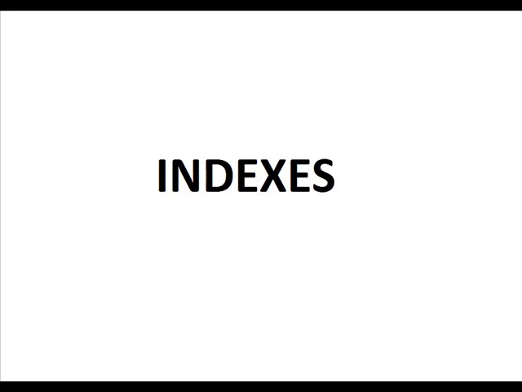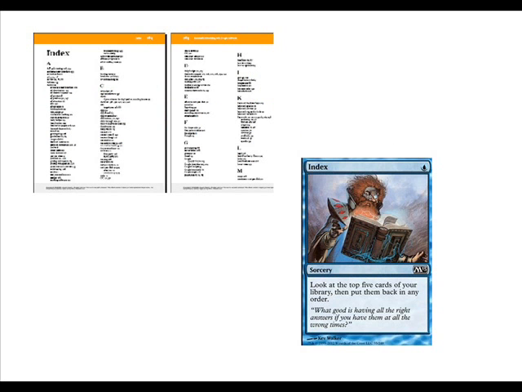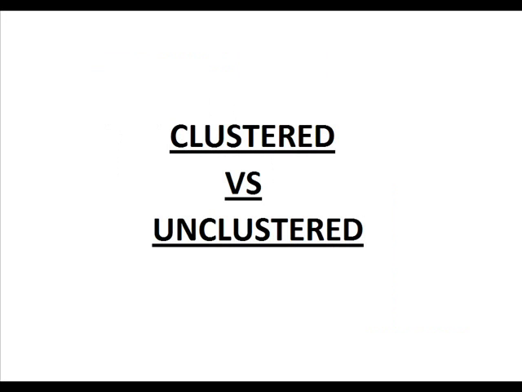Now, let's talk about indexes. By index, I don't mean the array index that we normally think of. By index, I mean the same kind of index that's in the back of a book, the kind of index that maps words to the pages that they're located on, or at least one that is similar to that. There are two kinds of indexes, clustered and unclustered.